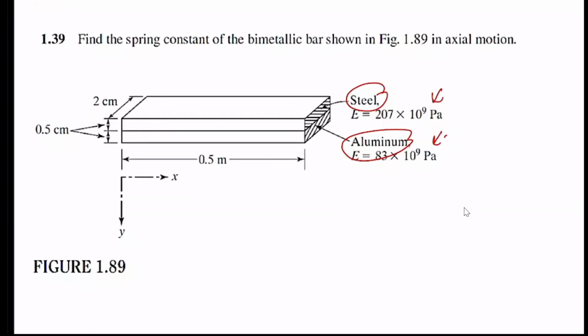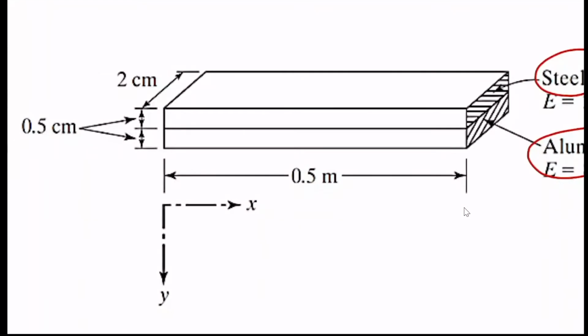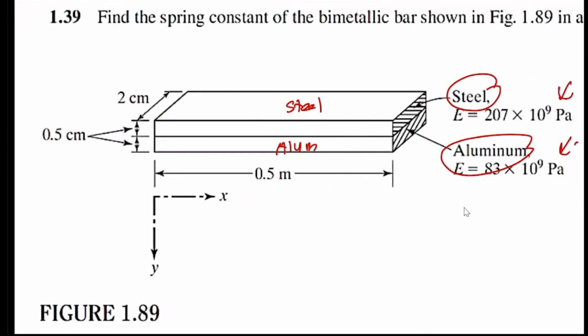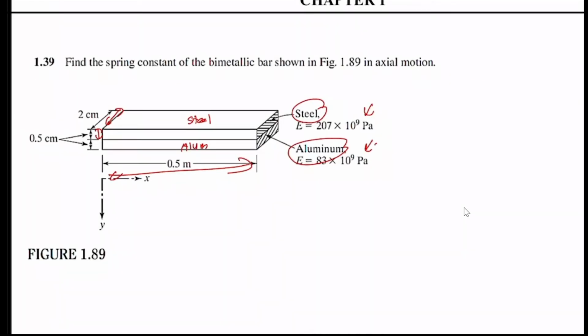But if you look carefully, you'll see that for this bimetallic bar, the steel at the top and the aluminium at the bottom, the size is exactly identical. The length is the same, the width is the same, and the height also is the same. The cross-sectional area, the dimensions, everything is the same, just that their materials are different. So different materials will have different Young's modulus, as you can see in the figure given.